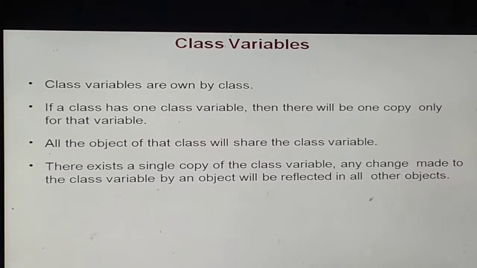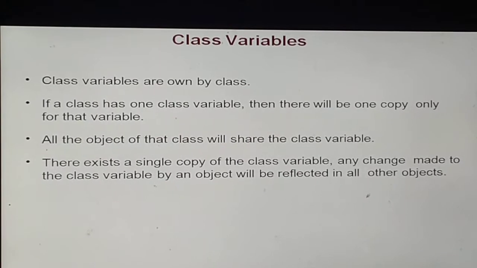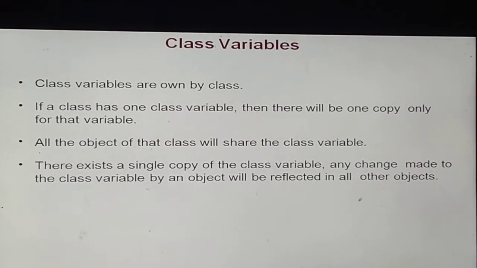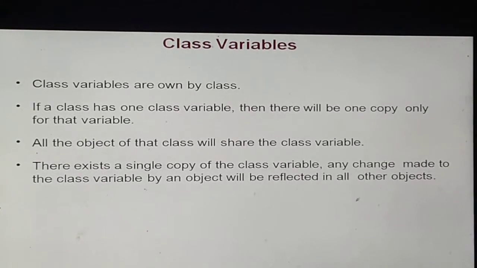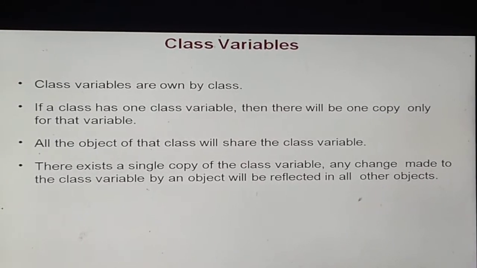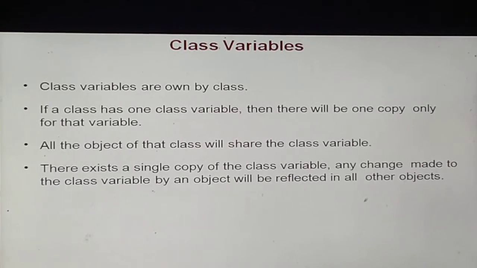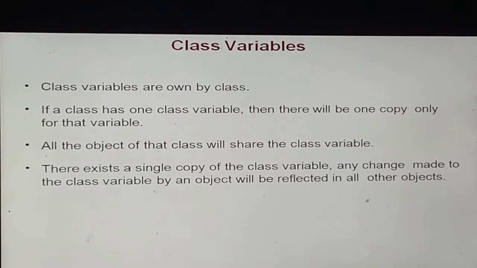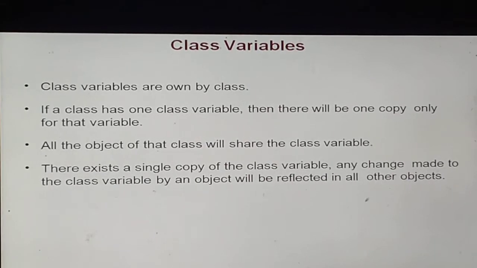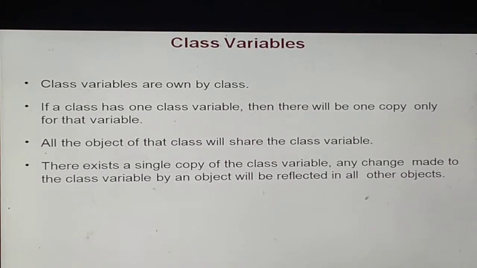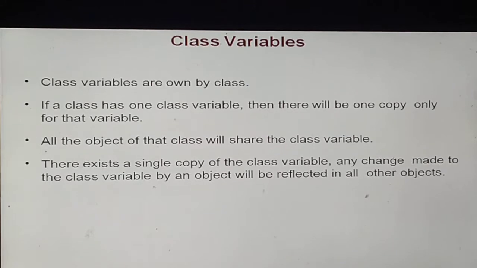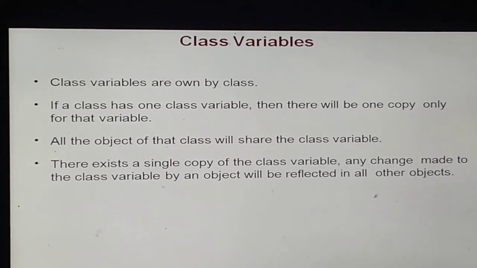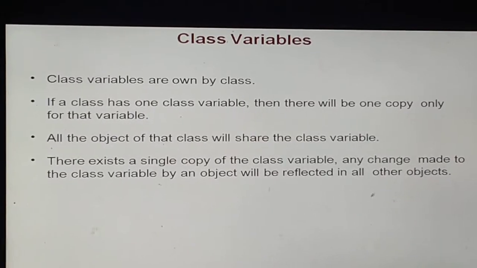A class variable must be prefixed by the class name and a dot operator. The class variable will generally have the same value for every object unless you are using it to initialize the variable. So for every object the class variable value will remain the same. There exists a single copy of the class variable, and any change made to that class variable by an object will be reflected in all other objects.